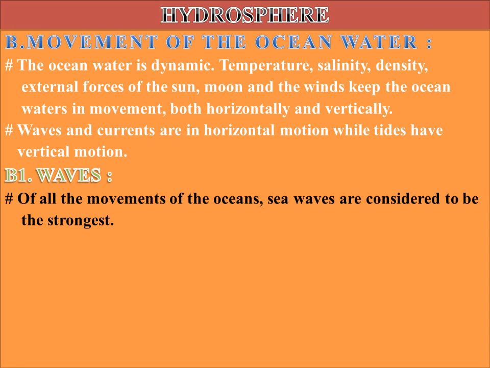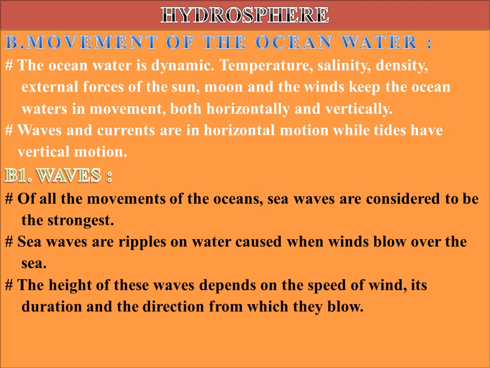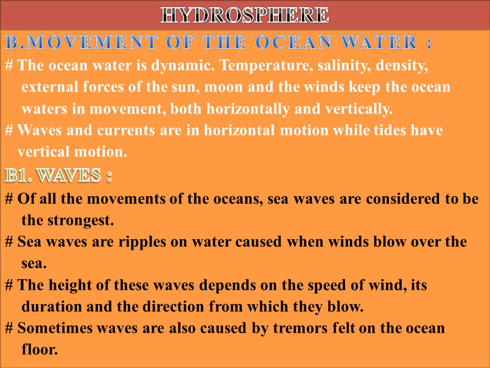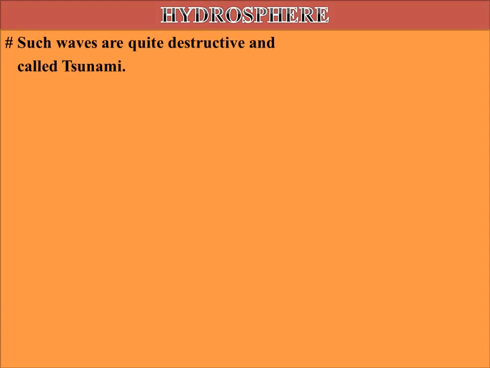Sea waves are ripples on water caused when winds blow over the sea. The height of these waves depends on the speed of the wind, its duration and the direction from which they blow. Sometimes waves are also caused by tremors felt on the ocean floor. Such waves are quite destructive and are called tsunami.